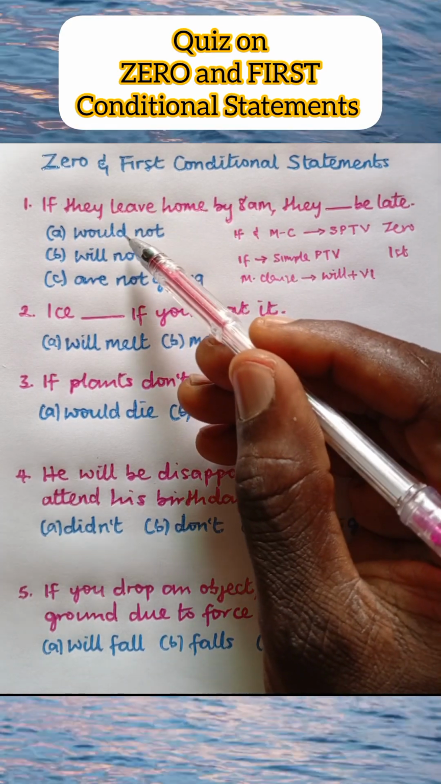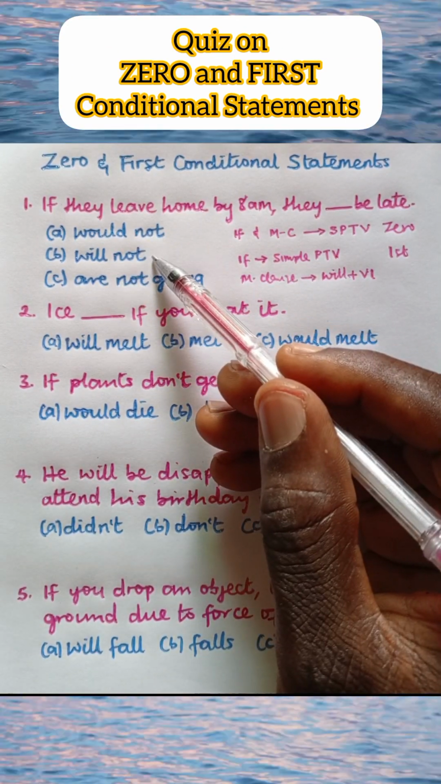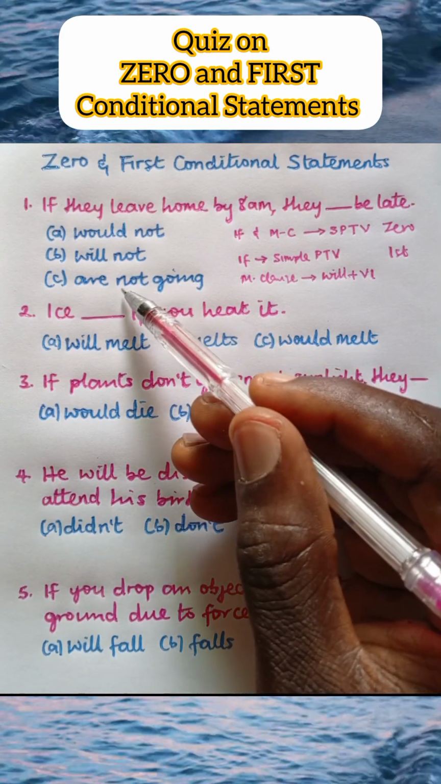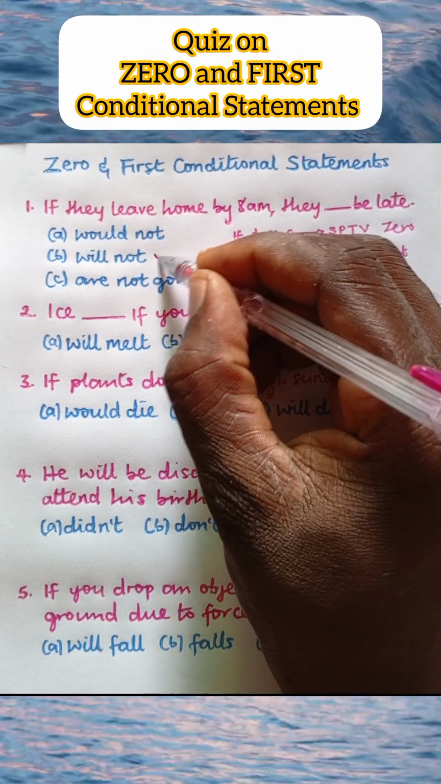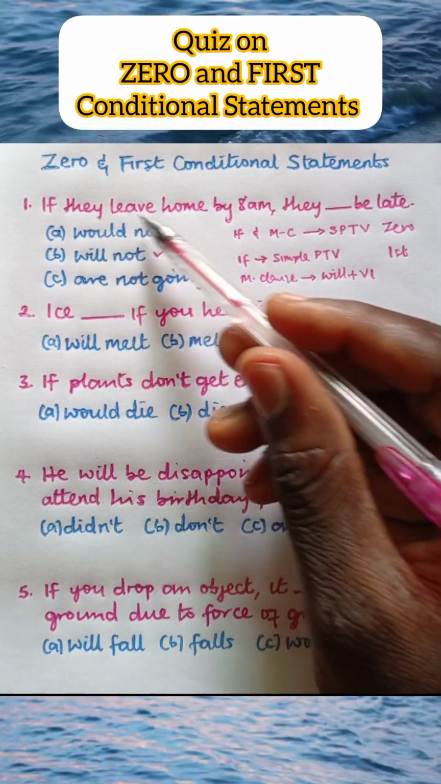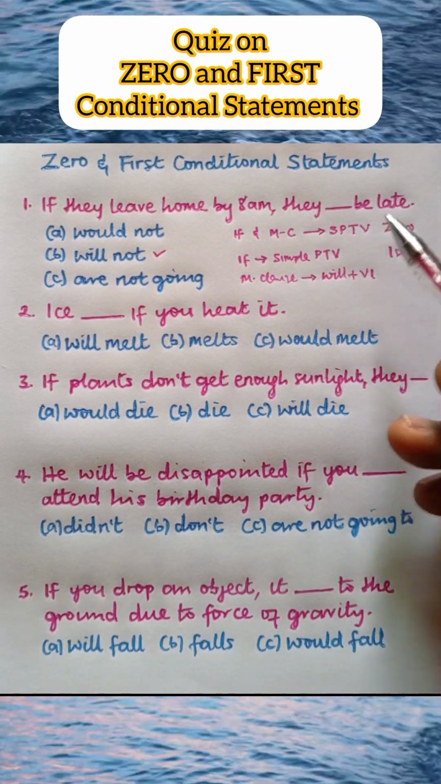So let's look at the options. Would not is past tense. Will not, simple future, correct. Are not going, this is also wrong. The correct option is B, and the sentence reads, if they leave home by 8 a.m., they will not be late. Let's go to number 2.